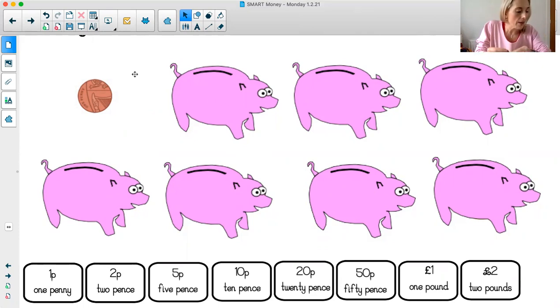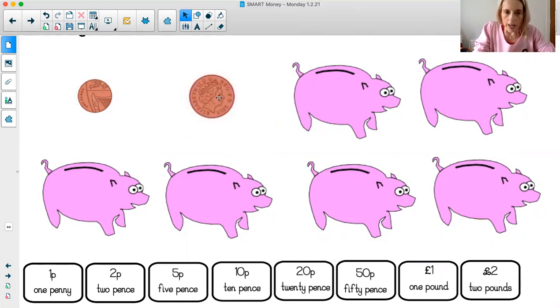I've got one there. Have I got a real one? No, I haven't. I haven't got a real one. I've only got a pretend one. Let's have a look at the next pig. Oink, oink. It's slightly bigger, but it's the same colour, isn't it?